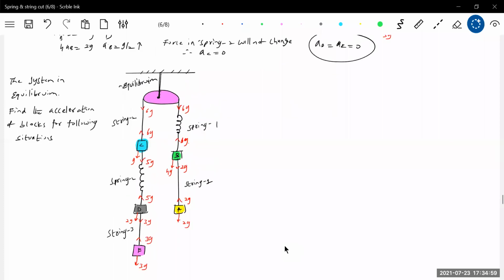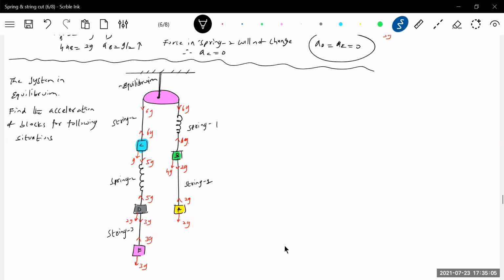We'll try. So what is our question? Just after spring 1 is cut, find the acceleration of blocks for the following situation. Here, find the acceleration of blocks.